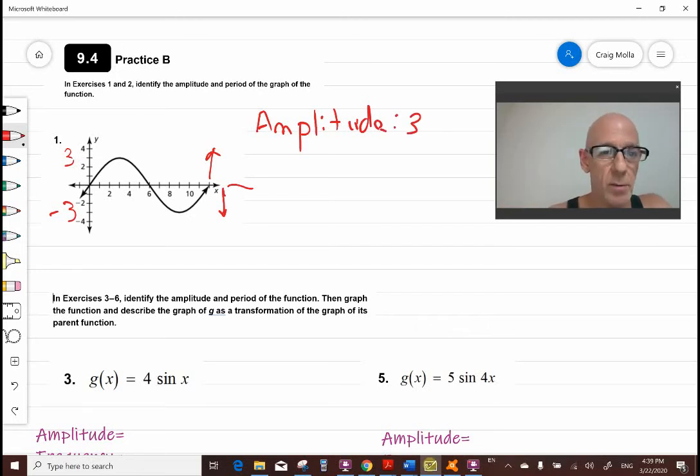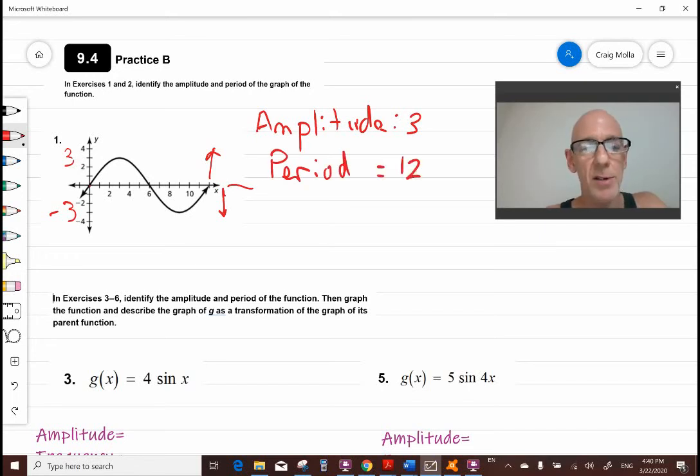The period, well, this is a sine curve, a standard sine curve, starting at the principal axis there and finishing here. Well, the period is 12. Now, later on, we're going to need to convert that into either degrees or radians, but we'll worry about that.